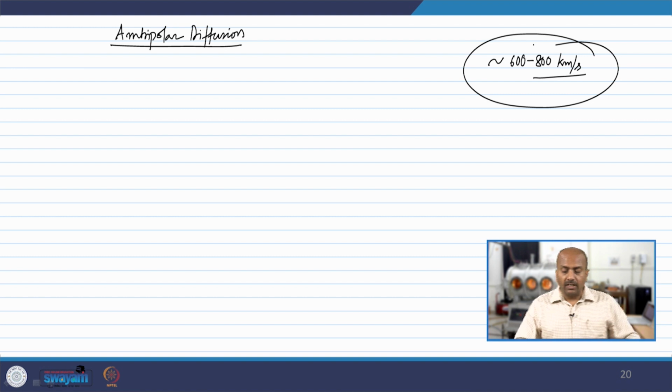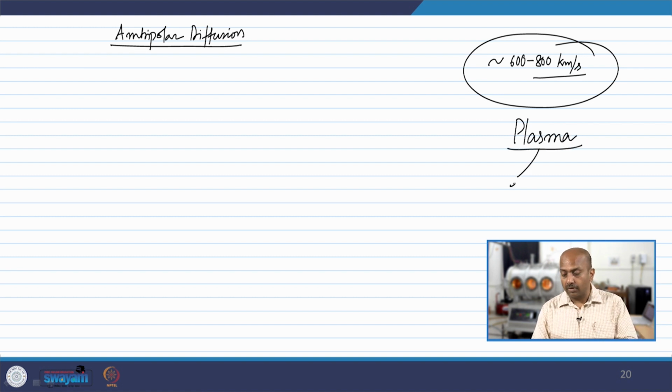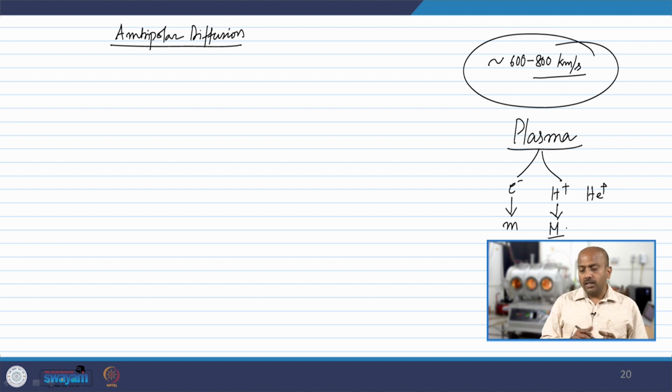Okay. Now, the question is, this is the velocity of the plasma. That means, this is the velocity of the entire plasma, which is a combination of electrons and ions like this, right. Now, there was no differentiation because let us say this is a lighter mass particle and this is a very large mass, right.